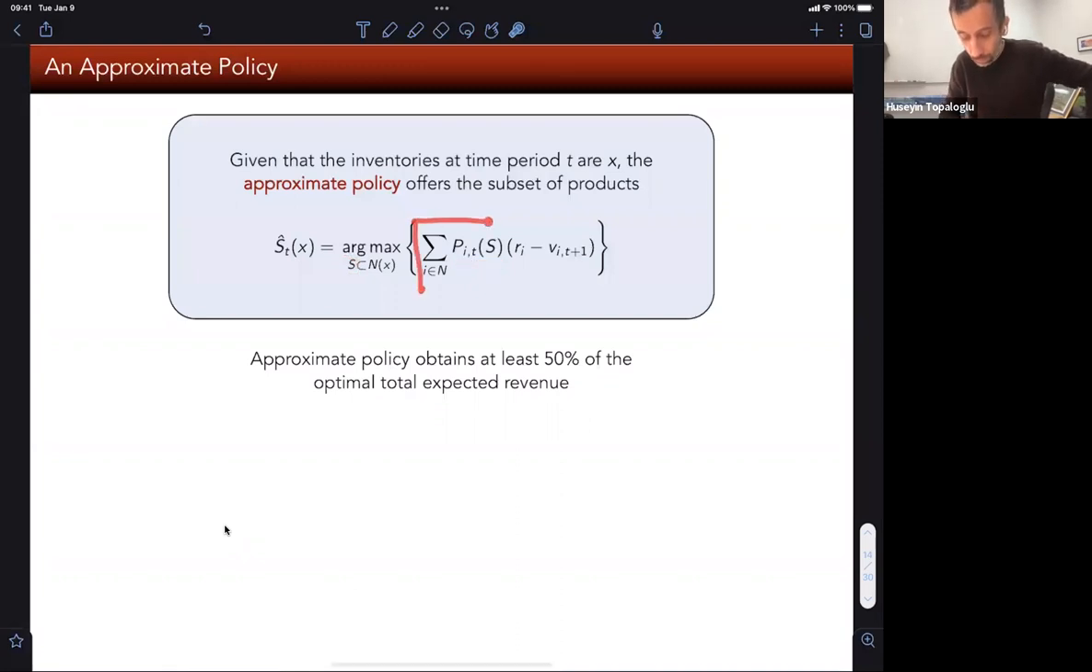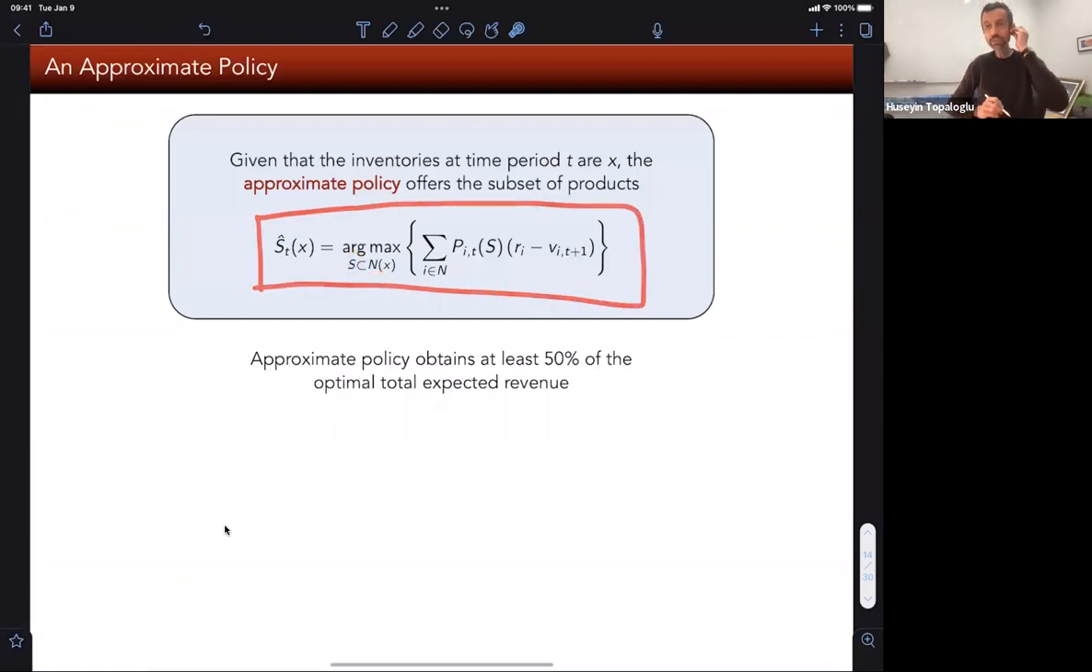So over all products, this is the net expected revenue contribution if I offer the assortment S at time period t. So in my approximate policy, I'm going to find an assortment that maximizes the net expected revenue contribution at time period t. But of course, the policy that I follow should always be feasible according to my inventories. So the assortment that I offer always has to be a subset of the products for which I have inventories. So this is my approximate policy.